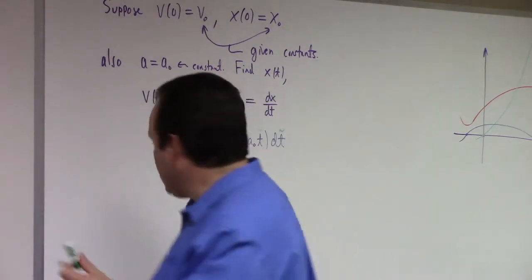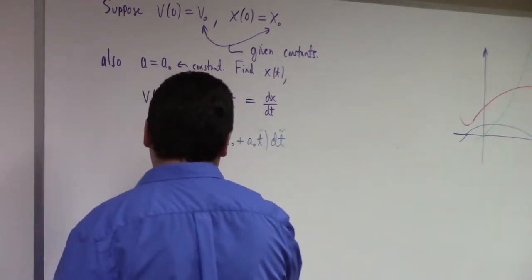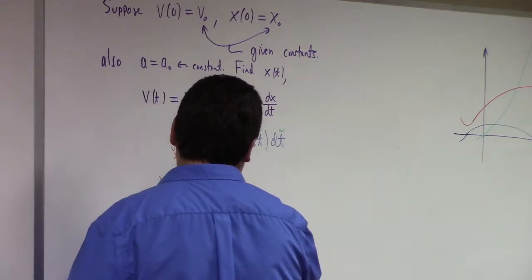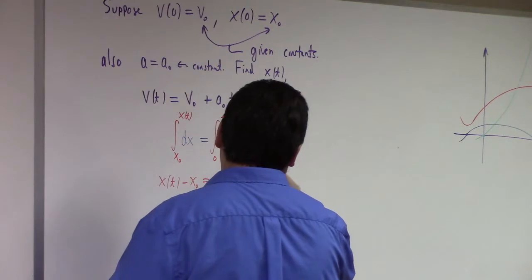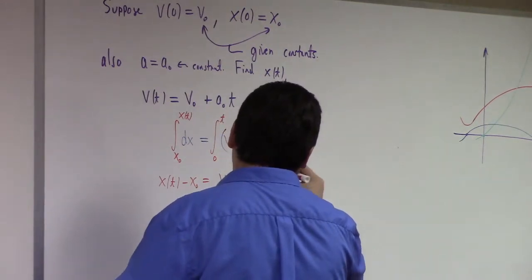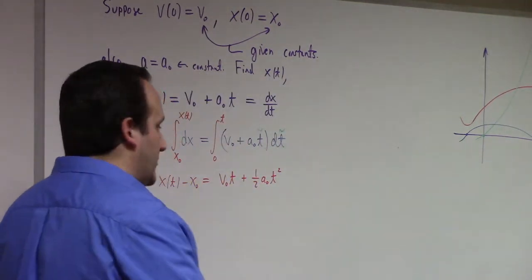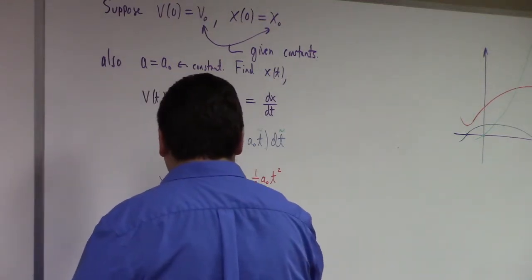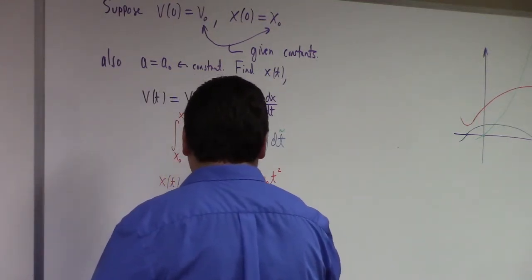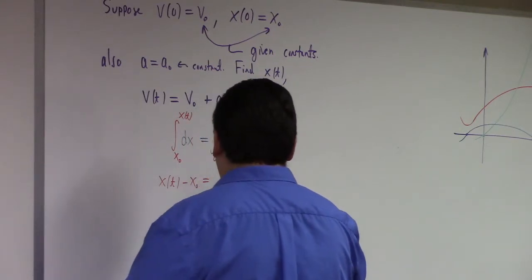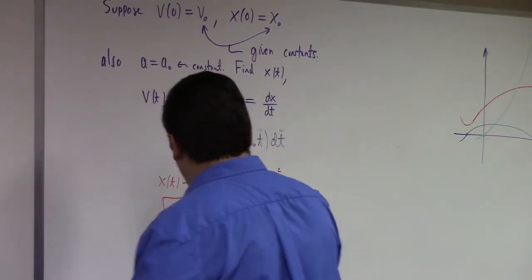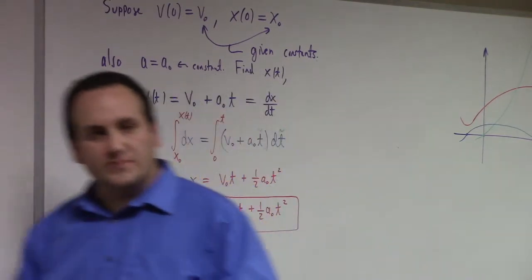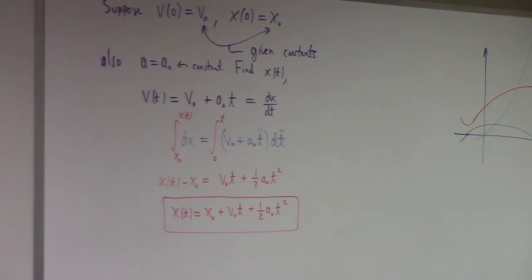All right, so anyway, silly comments aside, this is x of t minus x naught is equal to integrating v naught gives me v naught t, and then plus 1/2 a naught t squared. And there you go, one more step, and then I have our handy dandy formula which we like to use. x of t is equal to x naught plus v naught t plus 1/2 a naught t squared. And that is the position in terms of the initial position and initial velocity and time in the constant acceleration case.